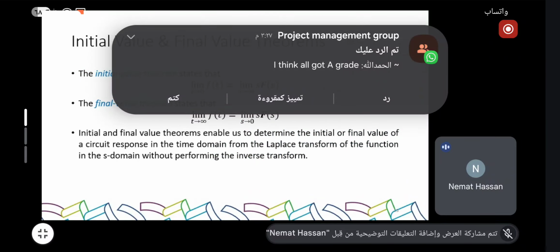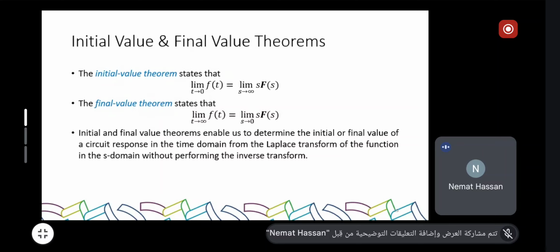Okay, so now let's move on to the initial and final value theorems. The initial value theorem states that the initial value in time is equivalent to the final value in frequency, or in other words, the limit of f of t as t goes to 0. So if time is extremely small, to the point that we can assume that time is equal to 0, this initial value in time is equal to the limit of s multiplied by F of s, but when s tends to infinity, which means at extremely high frequency, almost equal to infinity, and vice versa.